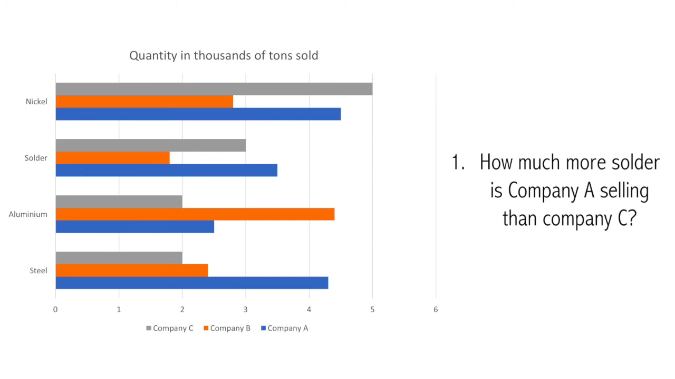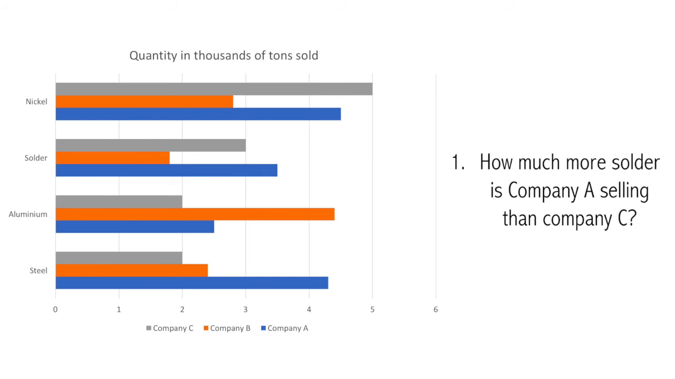Now, this is another type of composite bar chart. So this shows you actual numerical values, and if you want to know how much more one company is selling than the other, you can just subtract. If I want to know how much more solder company A is selling than company C, company A is selling roughly 3,500 tons, if I can see, and company C is selling about 3,000 tons, so I'd say 500 tons of solder. So that's how you read these.